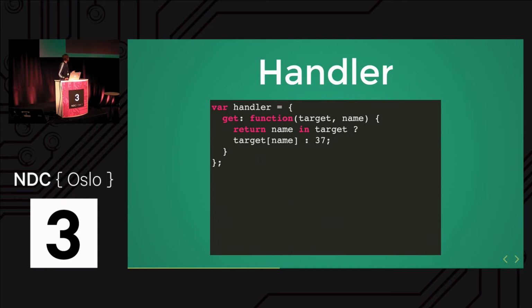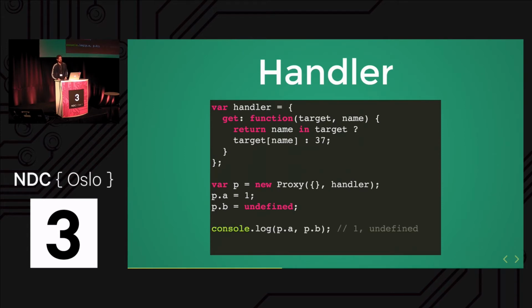An example here is with a get trap, where I'm saying that if you try to get something from this object, you should check if this property that you're trying to get exists on the target object. If it does, you'll just return that. Otherwise, you'll return 37. So if I make a new instance of this proxy with just an empty object as the target, and I set the property A to 1 and then the property B to undefined, if I log out the result of getting A and B, I'll get 1 and undefined.